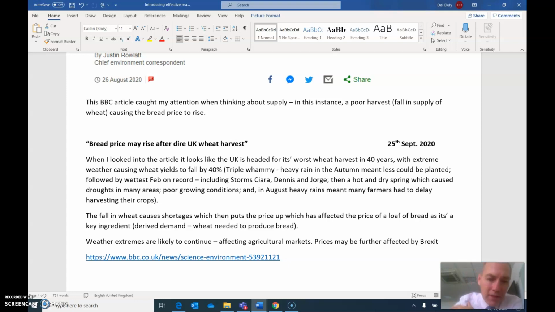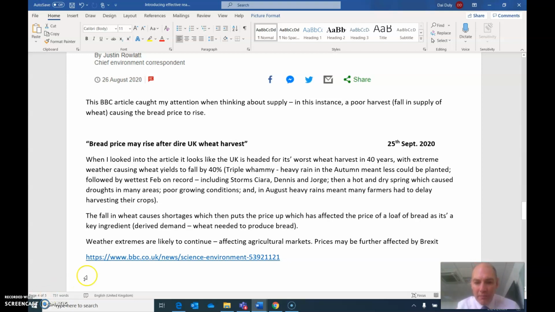And the article goes on, the weather extremes are likely to continue into the future because of global warming, which will affect agricultural markets, and also another little whammy coming down the line, prices may be further affected by Brexit.